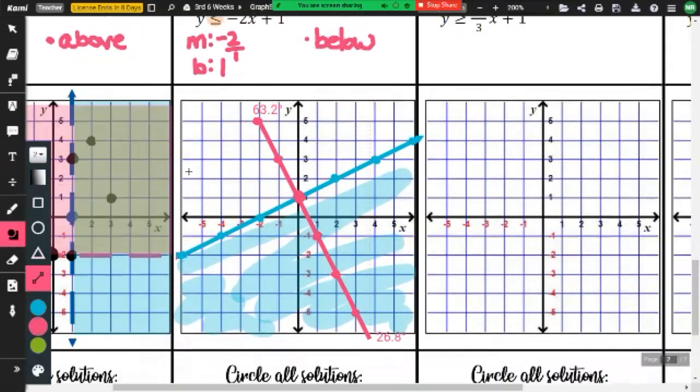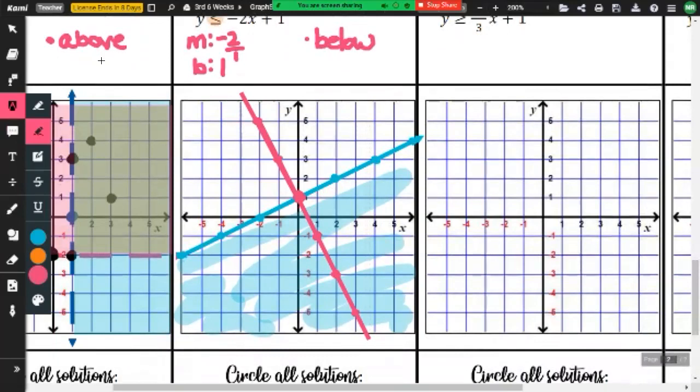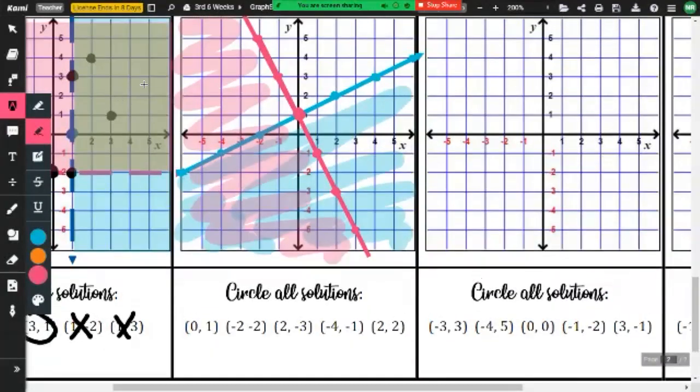We are going to be shading below, so I'm going to use my freehand shader. There we go. And you notice that it overlaps right here in this weird looking triangle. So this is where the solution area is, where the shading overlaps, where the colors end up mixing.